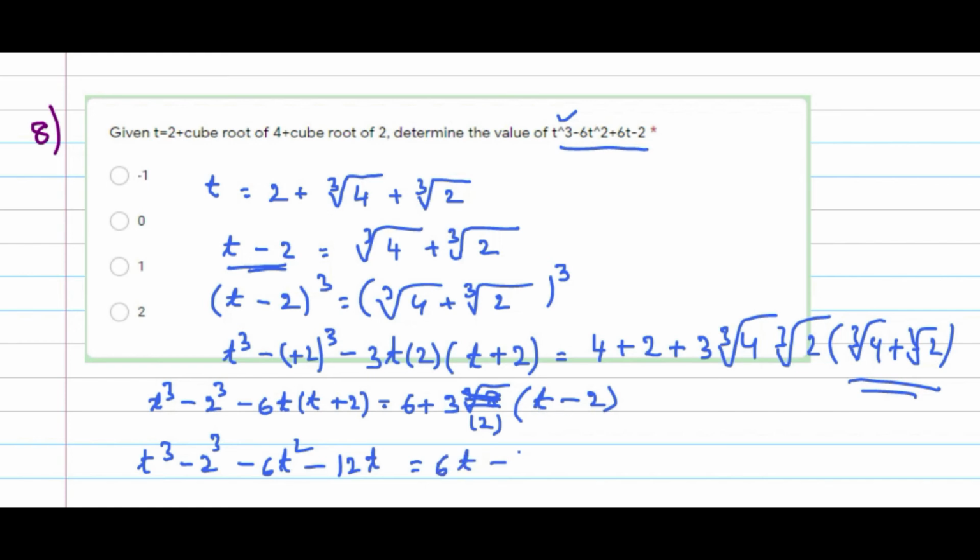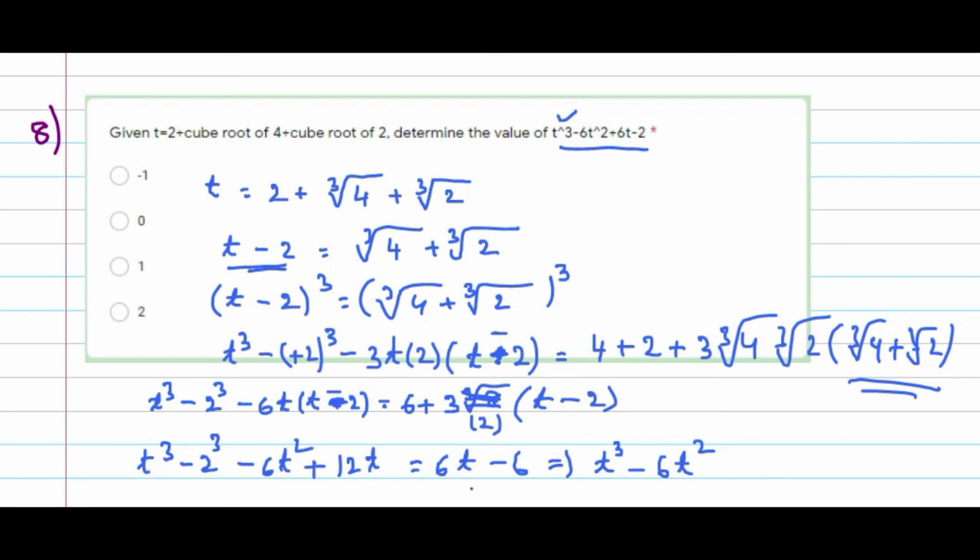So 6t minus 6, which implies it will be equal to t cube minus 6t square, minus 12t and minus 6t. So it will be minus 18t. So we will see, somewhere there may be some problem. Correct. So it is actually not plus. This is minus. So it is minus. It will be minus, so it will be plus.